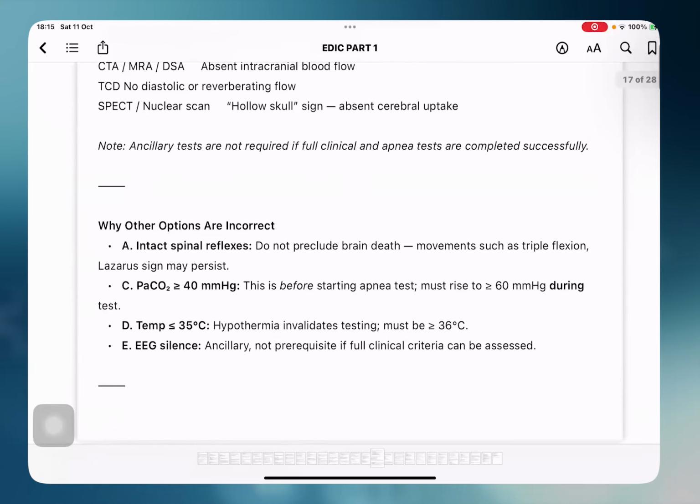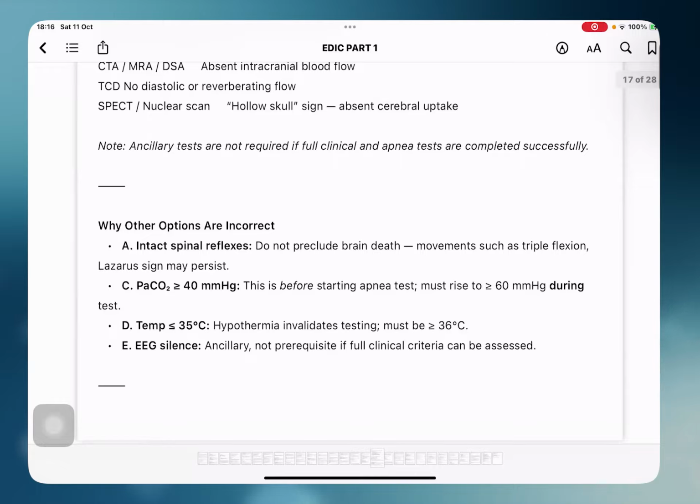Movements such as triple flexion and the Lazarus sign are spinal reflexes, and they may still persist. Temperature less than 35, hypothermia, invalidates testing. You need to have temperature more than or equal to 36. PaCO2 more than 40 before starting the apnea test. It must rise to more than 60 mmHg, or more than 20 from the baseline.